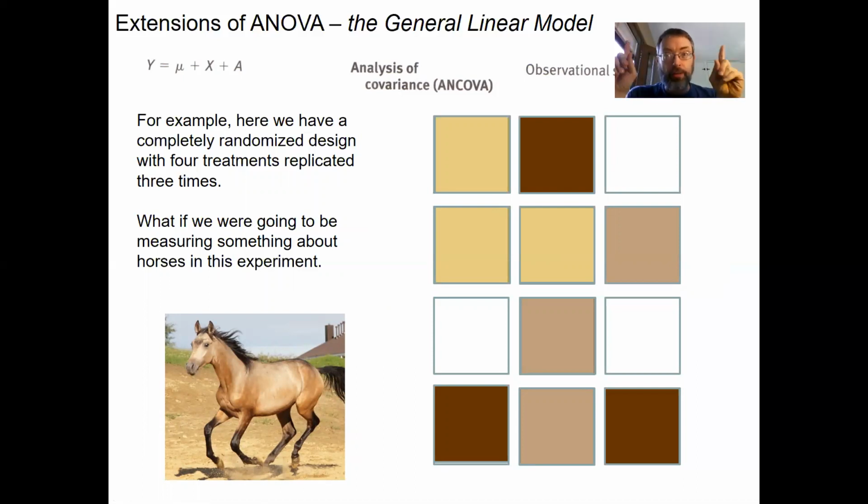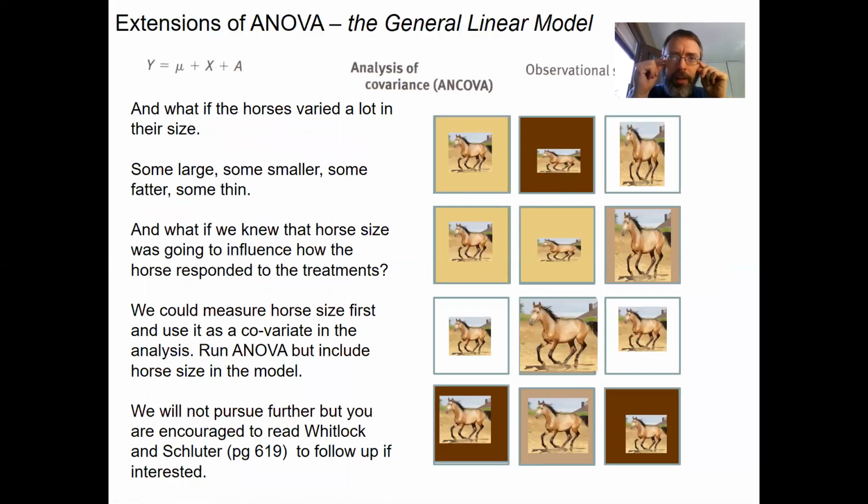So we can just use ANOVA on this, except what if you're measuring something about horses instead? And what if the horses that you're putting in these lots varied a lot in their size? You had some large ones, some small ones, some fat ones, some thin ones. You just couldn't get horses all the same. Now you're going to have some period over time where they're doing something, grazing or something, and then you're going to measure them afterwards. But you have reason to believe that the size of the horse is going to influence how they interact with your treatments. If that's true, you can measure the size of the horses first and include that as a covariate in your analysis. So you would still run ANOVA, but you would have horse size as a covariate. We will not pursue this further, but you're encouraged to read Whitlock and Schluter to follow up if you're interested.